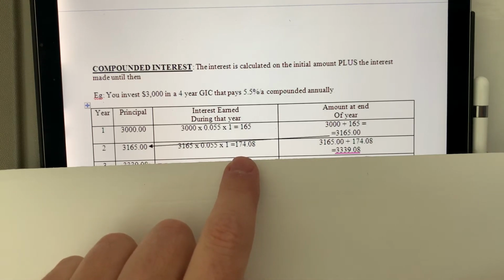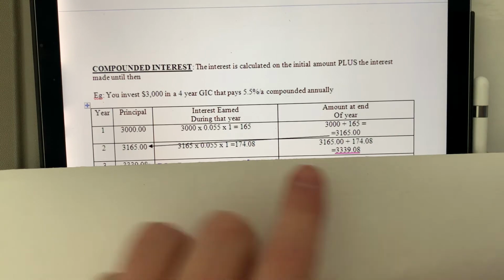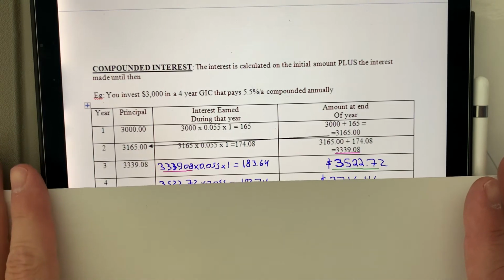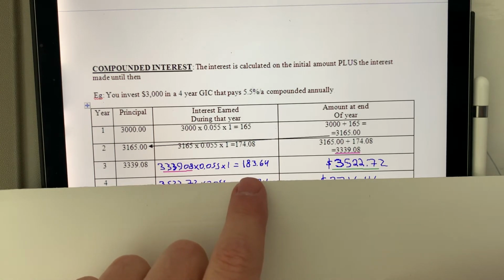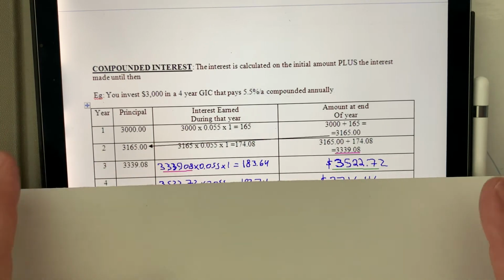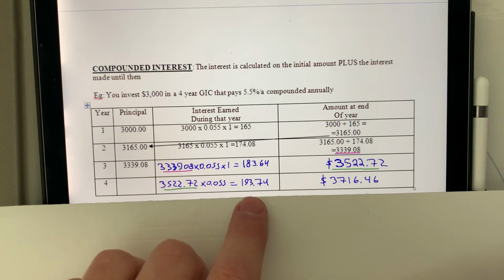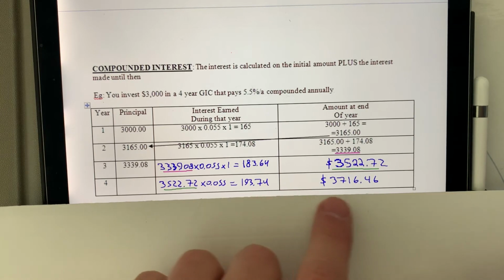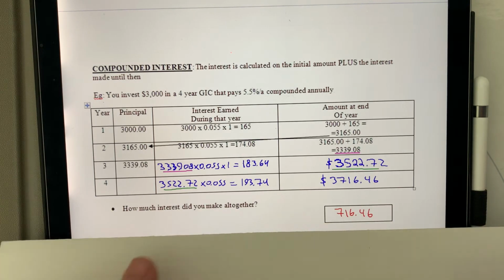That gives us 174.08. As you can see, the interest went from 165 to 174.08, which means we got more interest. Now we got this 3339.08. We bring that number over to the next line, and do the calculations: the interest went up to 183.64, for a total of 3522.72. So bring that line over to the other line, and 3522.72 times 0.055 gives us 193.74, for a total of 3716.46.